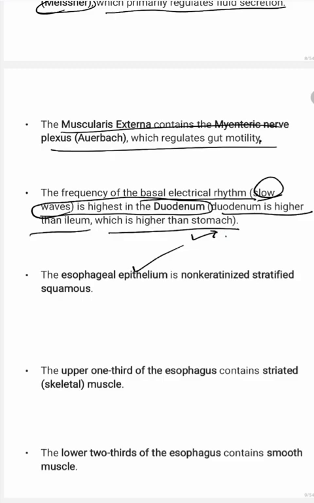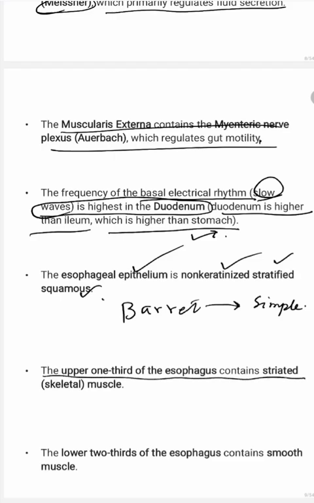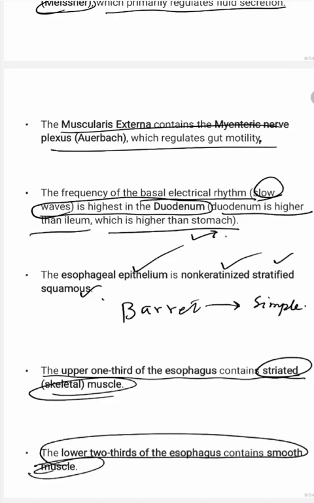Now, the esophageal epithelium is non-keratinized stratified squamous epithelium. But what happens in Barrett esophagus? Barrett esophagus is a condition in which there is metaplasia of the esophagus due to exposure to gastric acid, and this leads to conversion of the non-keratinized stratified epithelium into simple columnar epithelium with goblet cells. Now, the upper 1/3 of the esophagus contains striated, skeletal muscle. The lower 2/3 of the esophagus contains smooth muscle.